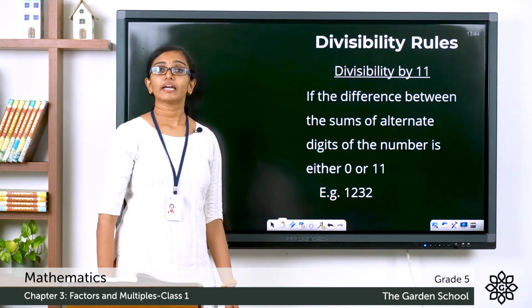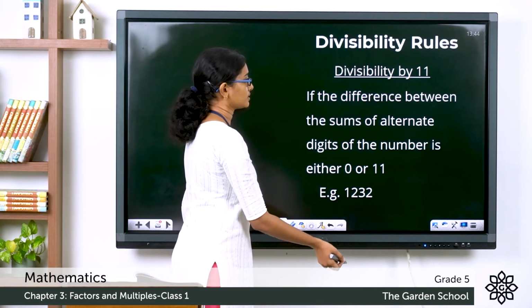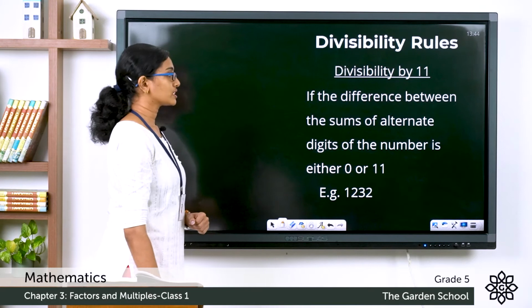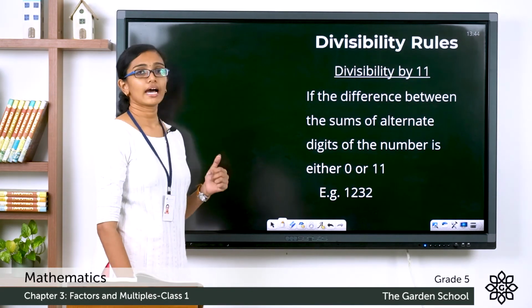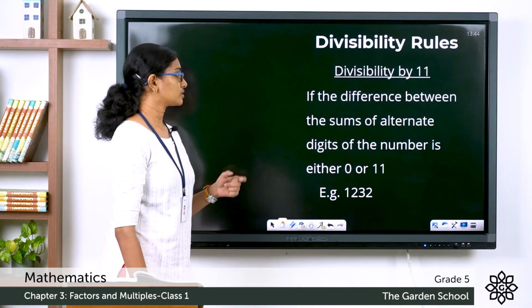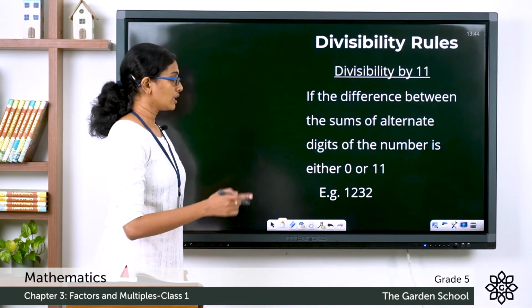Now, divisibility by 11. How do you check the divisibility by 11? If the difference between the sums of alternate digits of the number is either 0 or 11, then it will be divisible by 11. What does that mean?